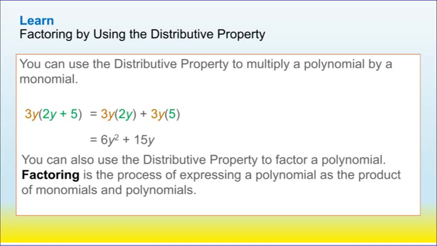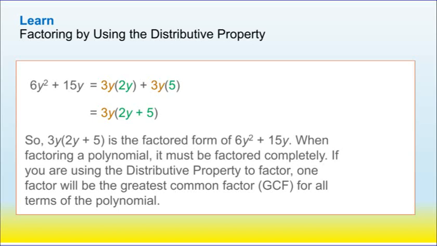You can also use the distributive property to factor a polynomial. Factoring is the process of expressing a polynomial as a product of monomials and polynomials. Think of factoring as the opposite of the distributive property. So here, if I have 6y squared plus 15y, I can factor that out. They both have 3y in common. If you factor that out, you're left with 3y times (2y plus 5). And then if you were to distribute that back in there, you would still get 6y squared plus 15y.